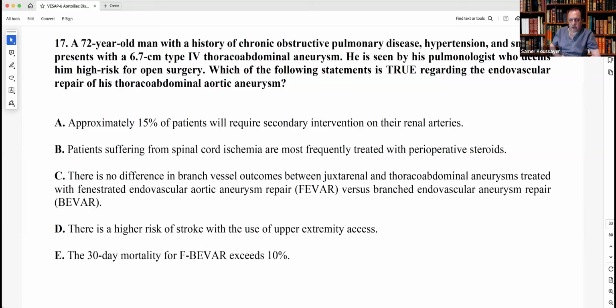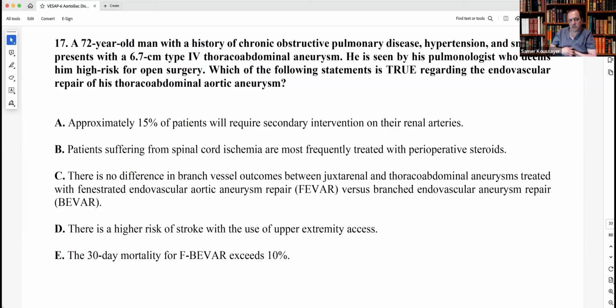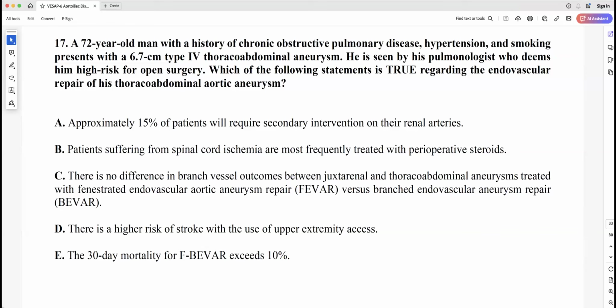Any question about spinal cord ischemia? But for this patient, Dr. Samer, for this choice B, it means that they did the intervention without a drain. So it's logical. So surgery with a drain, which is B, then says that the patients suffering from spinal cord ischemia are most frequently treated with a perioperative steroid. No, most treated with a drain. Yeah, that's what I mean. Okay. Right? Yeah, I agree.